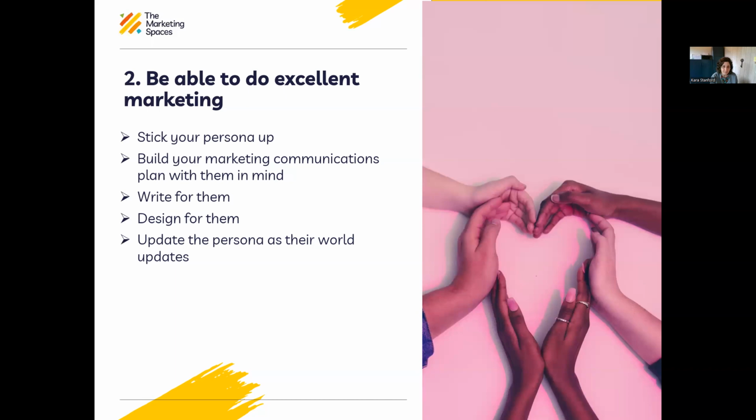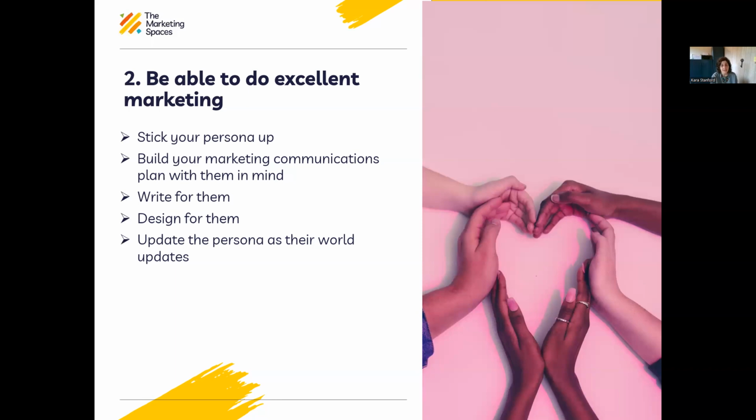You also need to build your marketing communications plan with them in mind, and that's why the visual reminder is excellent. Seeing your persona, that's why it has to be on one page, a piece of paper, is really good, because then you're always building for them, you're writing for them, you're designing for them. It works. It makes your marketing even better when you've got them in mind.